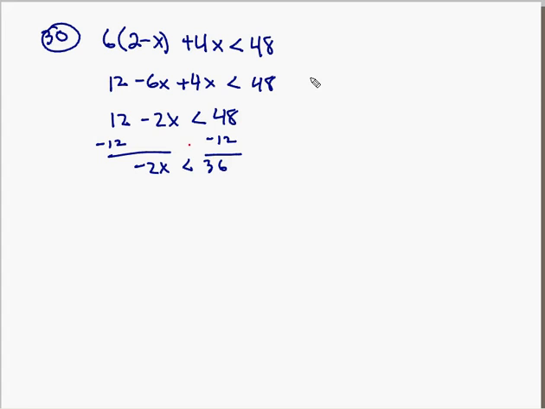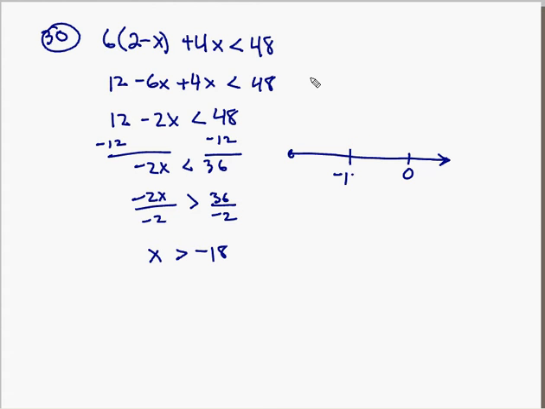And then I'm going to divide both sides of the inequality by negative 2. Remember, dividing or multiplying an inequality by a negative number reverses the inequality sign. So now I have x is greater than negative 18. As far as the graph, here is 0, here is negative 18. Open circle around the negative 18 with the graph going to the right.